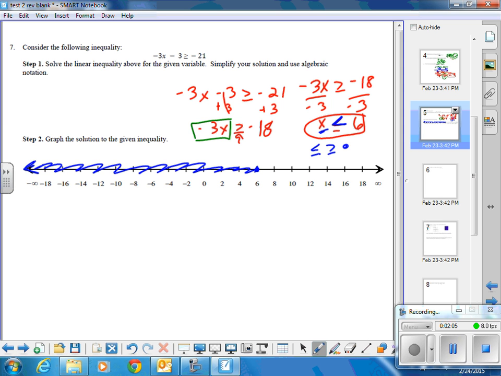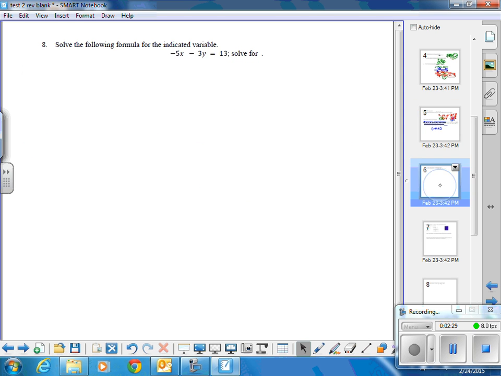Now we're going to do interval notation. Okay, so where does this graph start? Well, we read left to right, so it starts at negative infinity. Where does it stop? At the 6. This gets a parenthesis, this gets a bracket, and that's how you do it. Now I'm completely done with the problem. So let's go on to the next one.